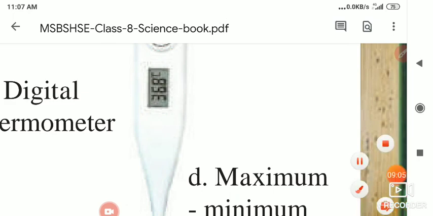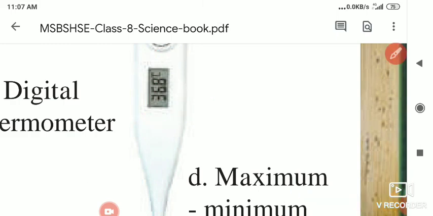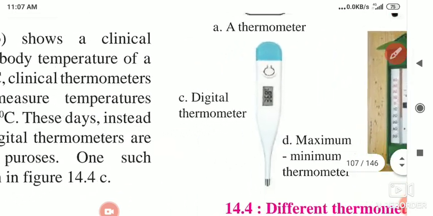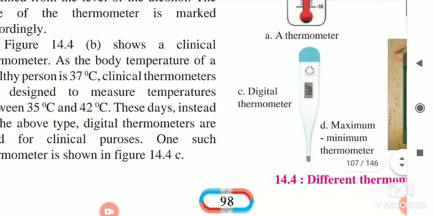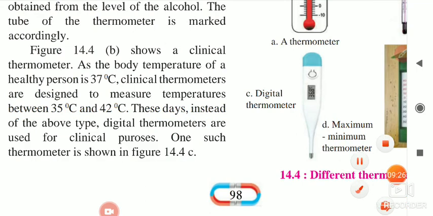As you know, our body temperature, I told you before, is 37 degrees Celsius. It is nearby, 36.8 degrees Celsius. If it is the summer season or the winter season, there are little bit of changes we can see. Now this is the digital thermometer that we use in our home also. In our home also, we can keep this and check the body temperature by using this digital thermometer.